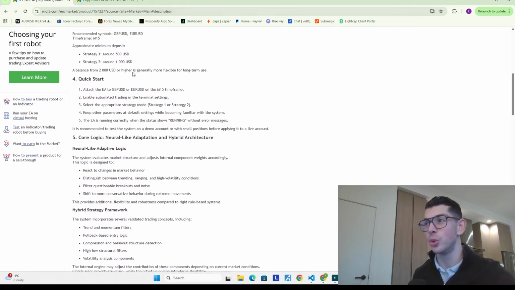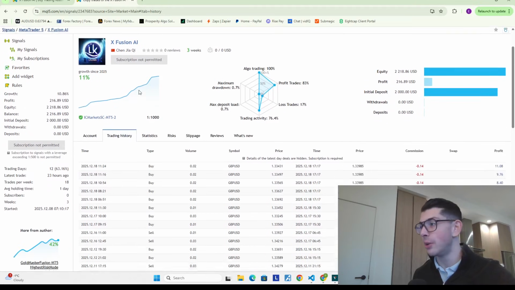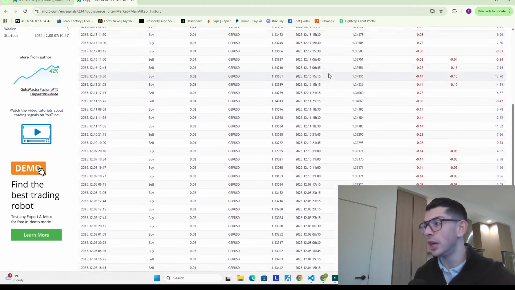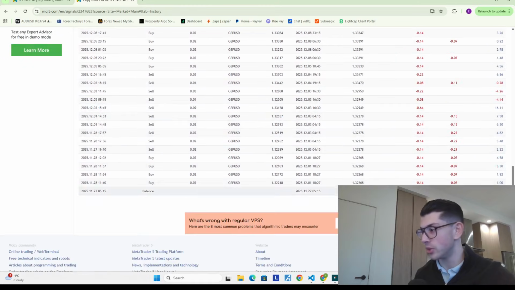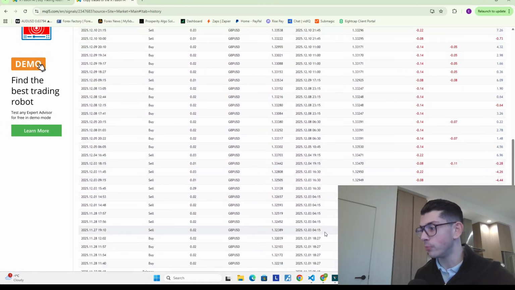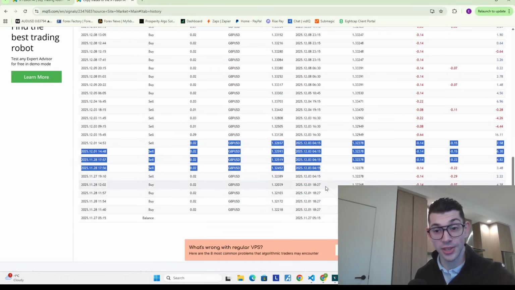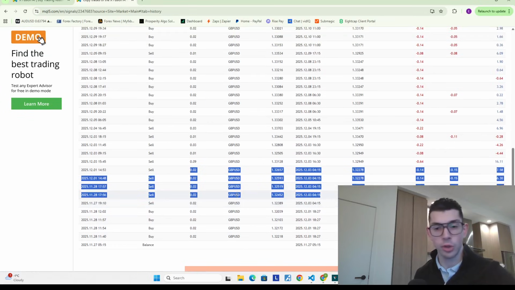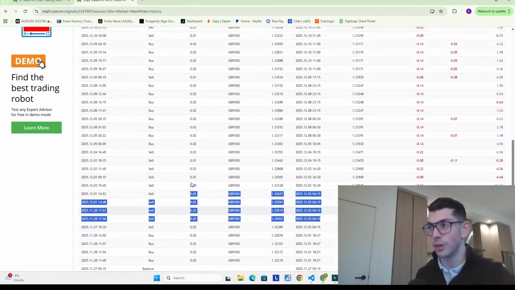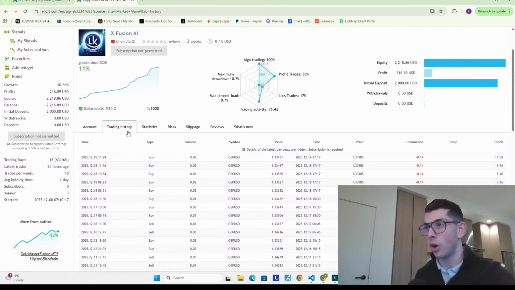So now we can go to the actual signal page, and we can see that it's looking pretty solid. He is indeed running this on GBP USD. There is clearly a grid going on here too, because we can see that multiple different positions are entering at the same time. So that would usually be an indication of a grid, and they're also in the same direction, but it's going long and short.